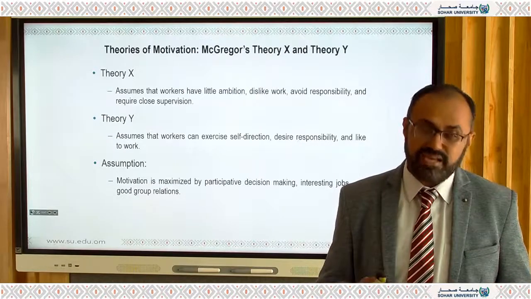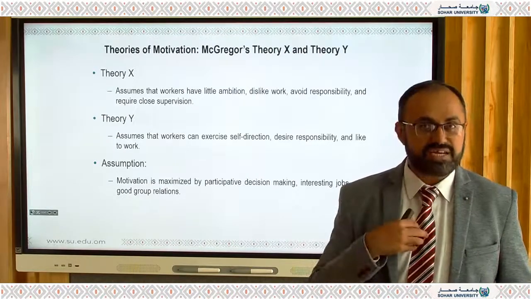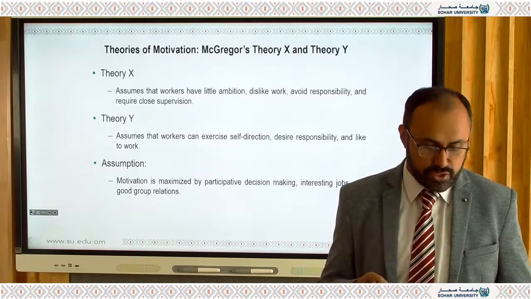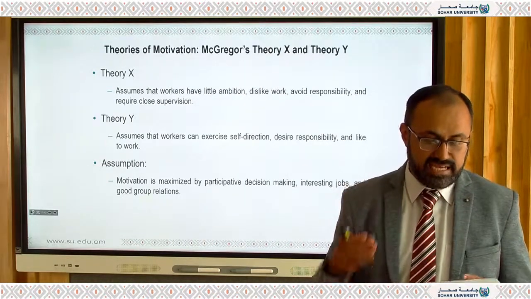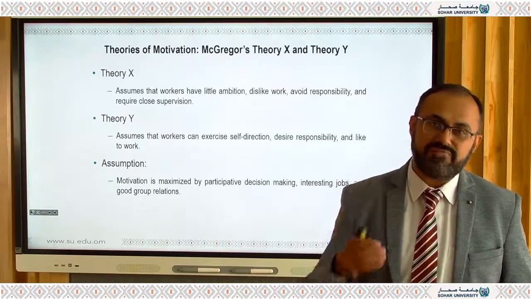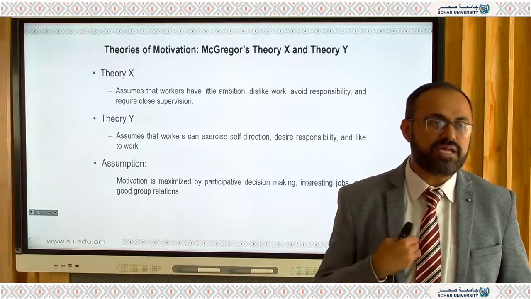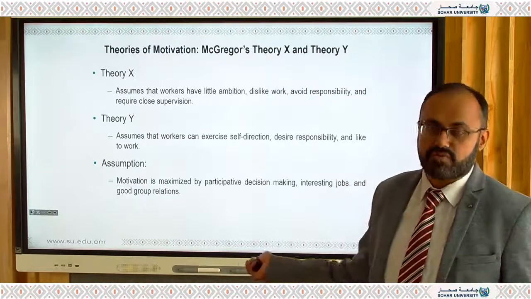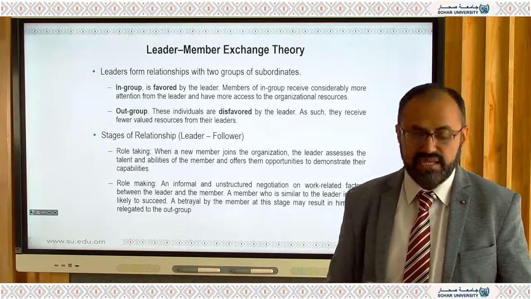So theory Y, as a manager, what should I assume? If I am an IT manager, as a head of IT, I will assume that the workers can exercise self-direction, they are responsible and they like to work. If they have some genuine problem, they will come to me and take proper leave. So this is theory Y. These are the key assumptions. We will discuss more detail in our class.